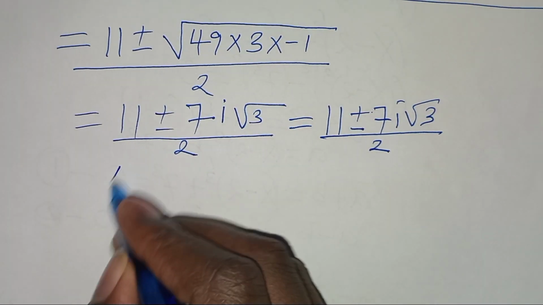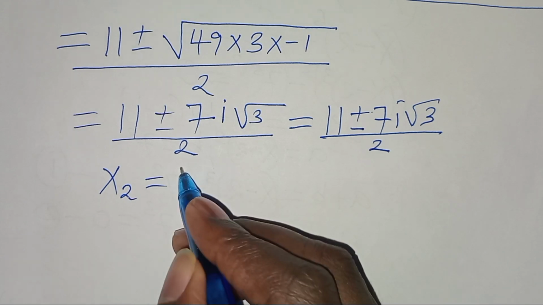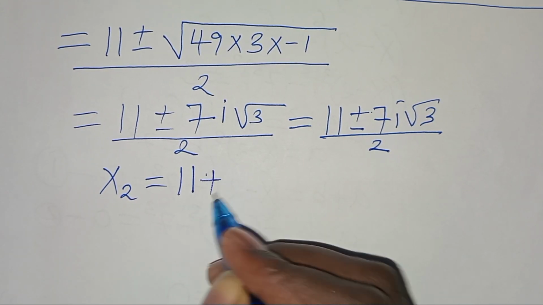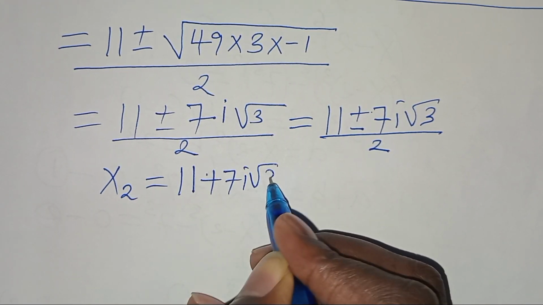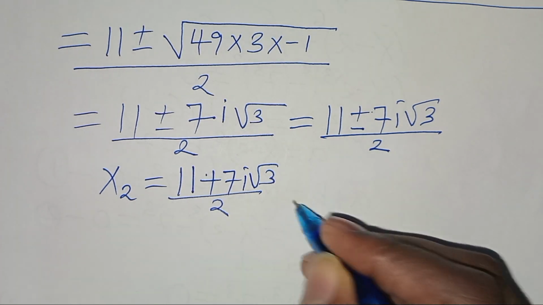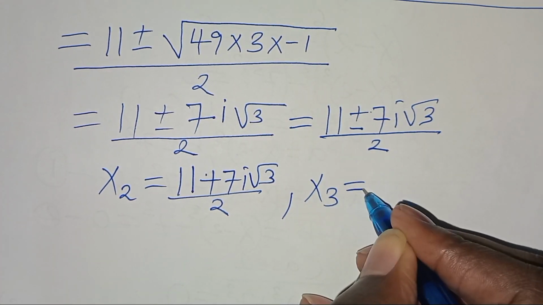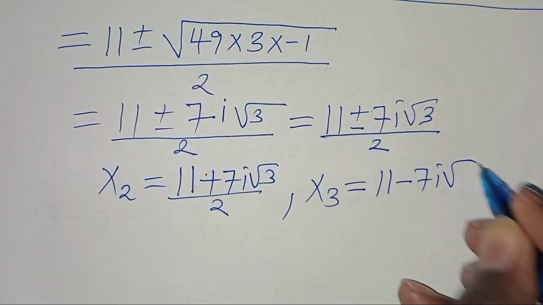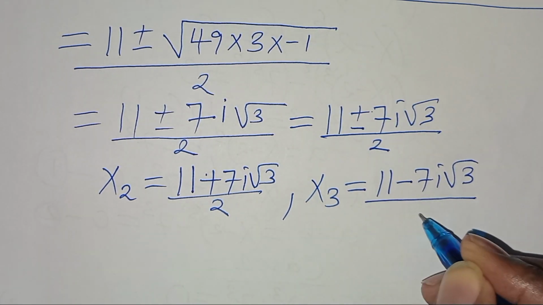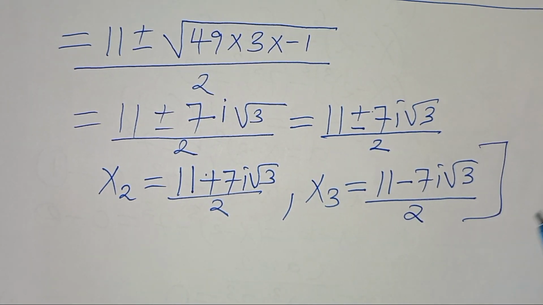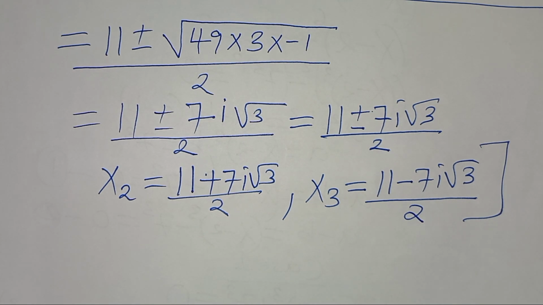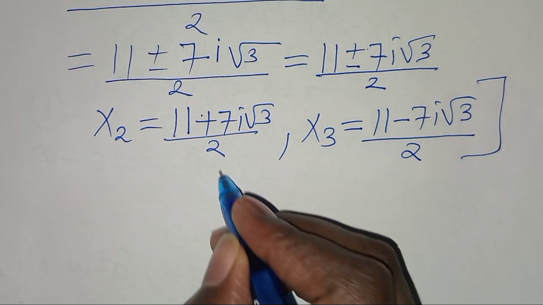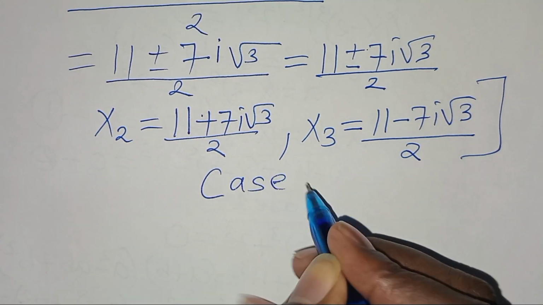So that means that we have x2 equal to 11 plus 7i square root of 3 divided by 2. And then we have x3 equal to 11 subtract 7i square root of 3. All this divided by 2. Now we have x2 and x3. Let's proceed to case 2.